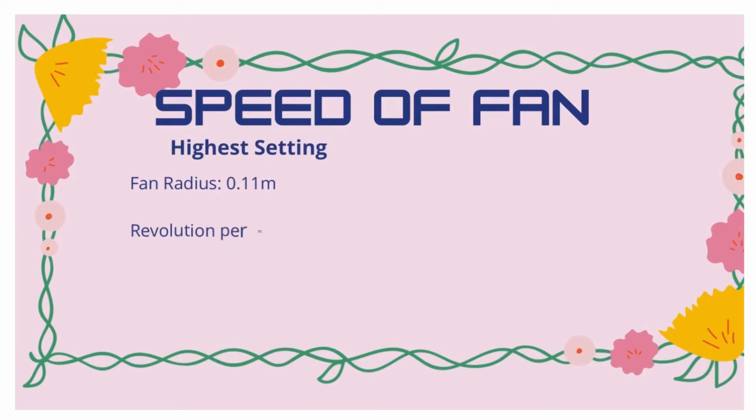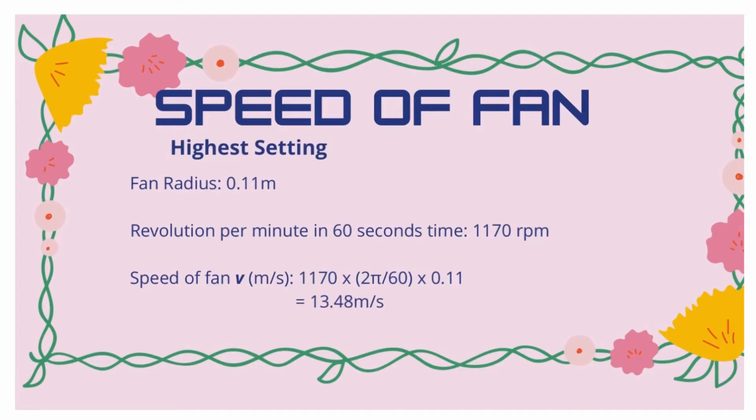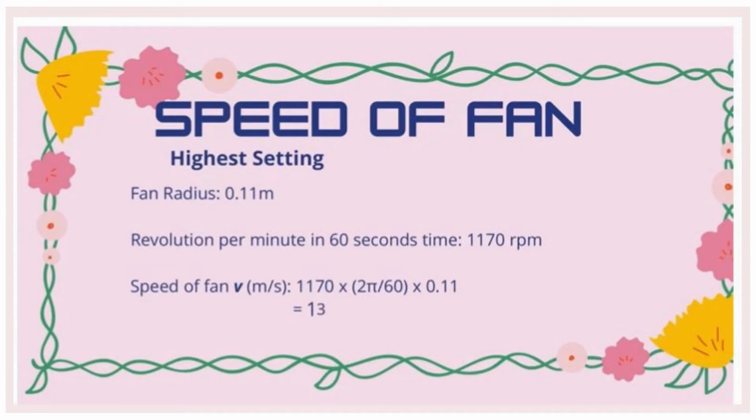The RPM for the highest setting is 1170, and to obtain the speed we need to multiply 1170 by 2 pi divided by 60 times 0.11 meter, equal to 13.48 meters per second.